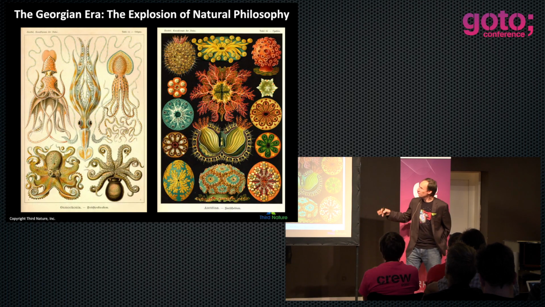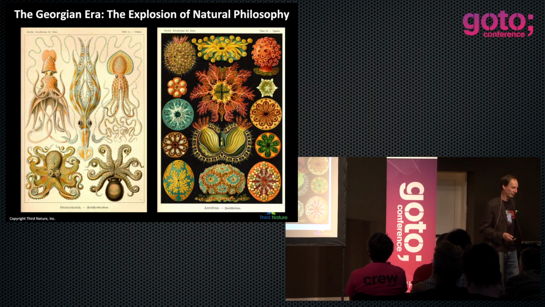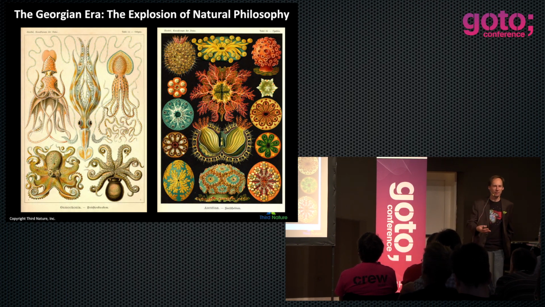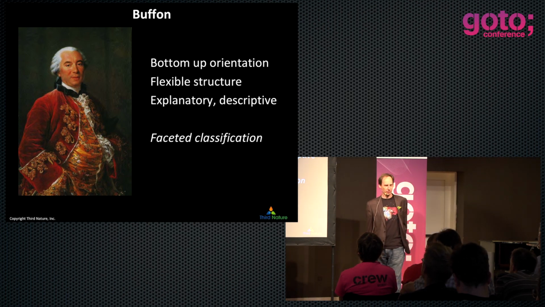And finally we get to the Georgian era. This is the era of natural history. This is where things, in my mind, get really interesting, because now we've got a big dispute between Linnaeus and Buffon, and nobody knows who Buffon is.